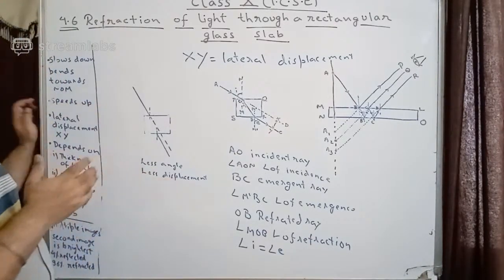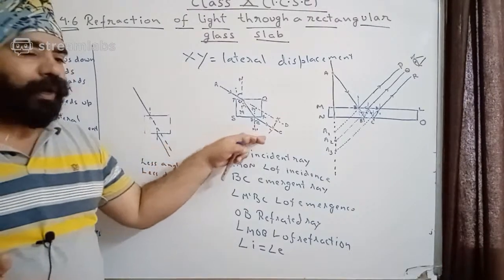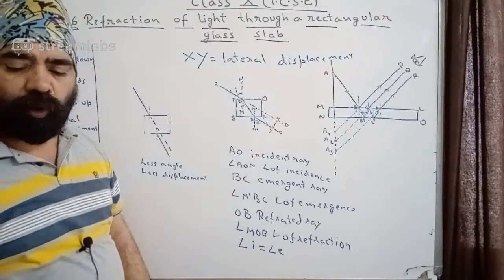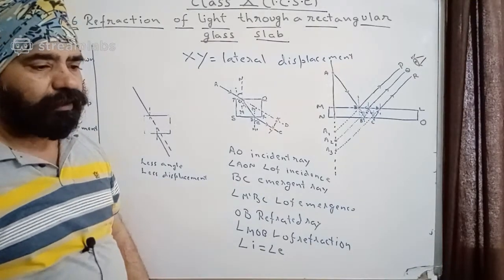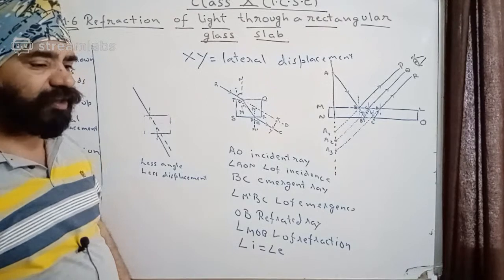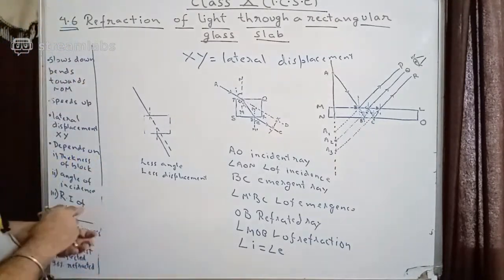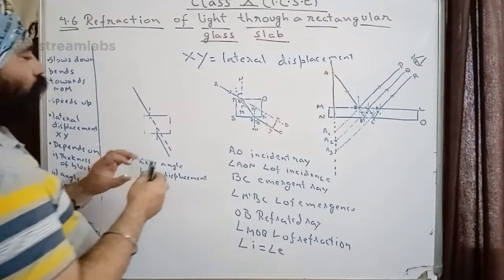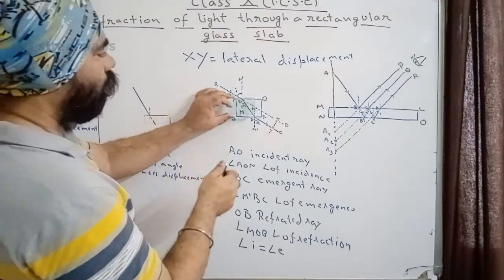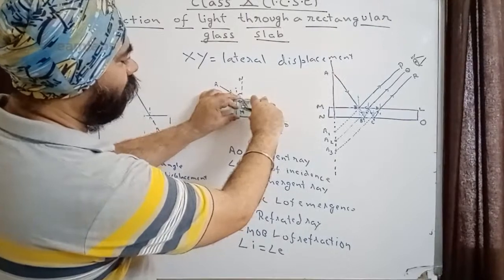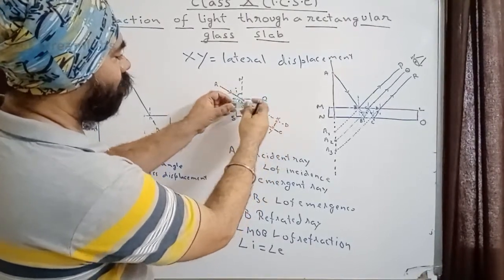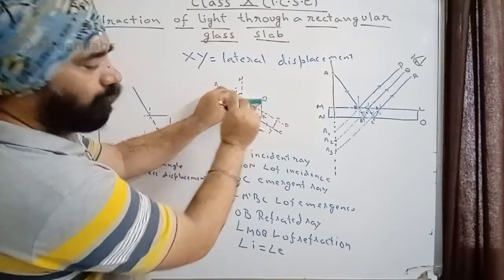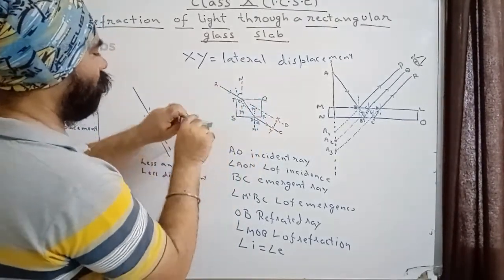Now the next thing we go to find out is what all factors this lateral displacement is dependent on. The first factor on which this lateral displacement is dependent is the thickness of the block. The block was this thick, then the displacement was this much. Now I keep it like this, which means my block has become thinner. Now it is only of this much thickness.